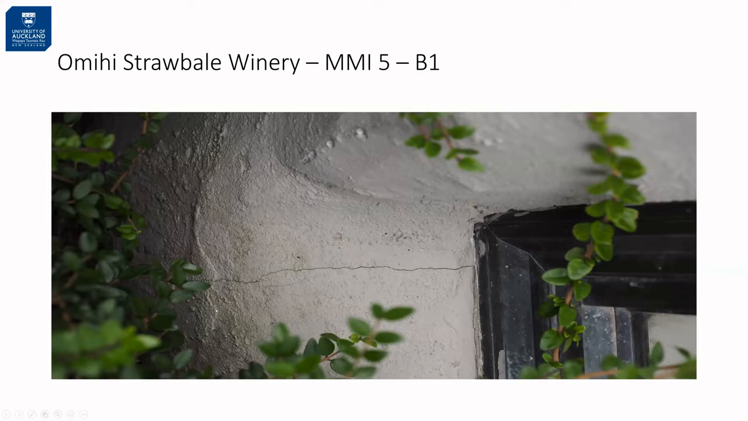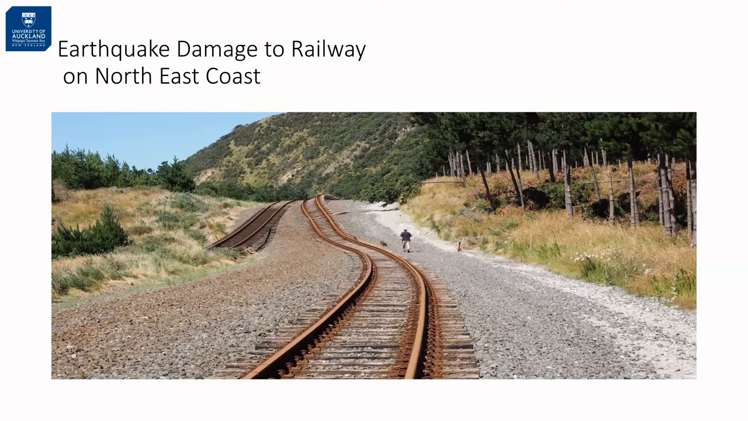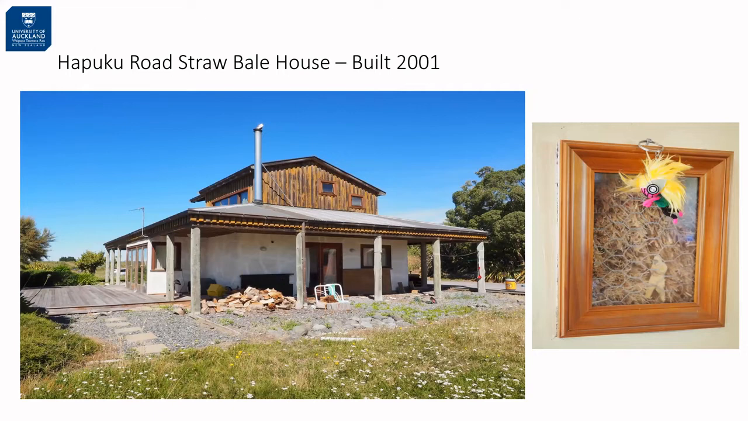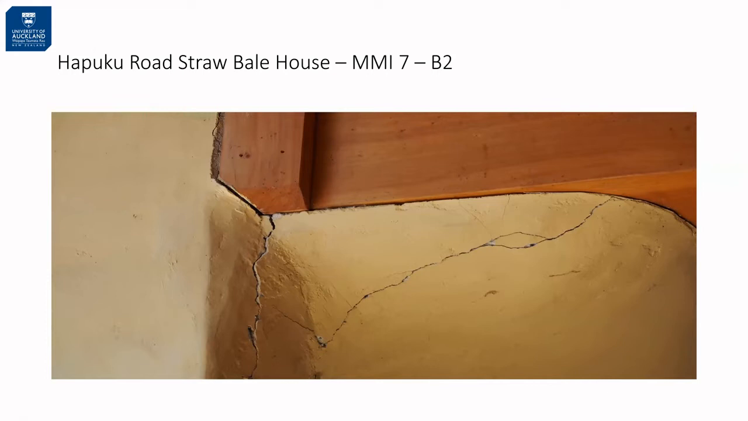As we moved into the more severely damaged areas, this was what we saw as we were driving to the house locations that we were looking at. Really severe shaking. And one building we looked at was this straw bale house. And you can see on the right-hand side the truth window or inspection window that shows the straw bale inside the wall. It suffered some movement and some damage, but nothing of significance for life safety.